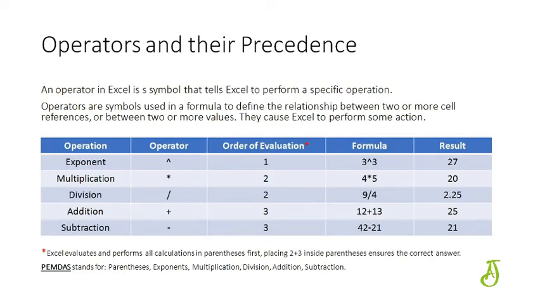Operators. An operator in Excel is a symbol that tells Excel to perform a specific operation. Operators are symbols used in a formula to define the relationship between two or more cell references or between two or more values. We have some of these listed. Please read it and try to understand it.